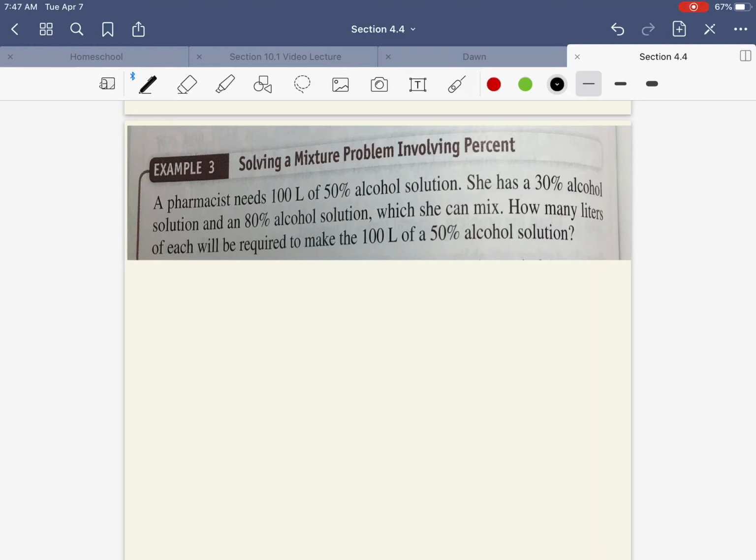All right, so again, we have two things that we're talking about here. We have a 30% alcohol solution and an 80% alcohol solution. And we want to know how many liters of each will be required to make 100 liters of a 50% alcohol solution. All right, so we will let X be the 30% solution and we'll let Y be the 80% alcohol solution.